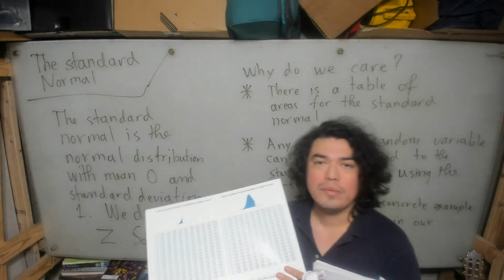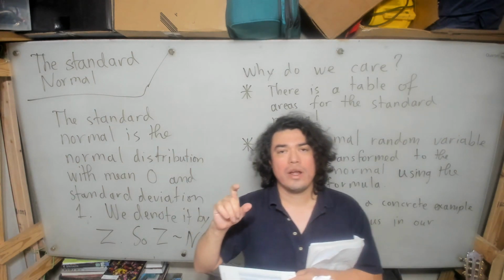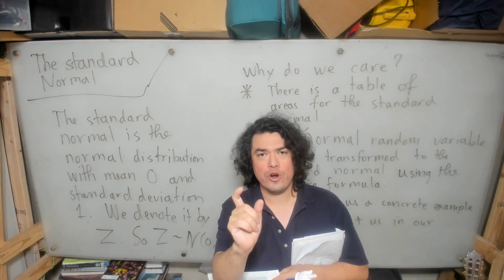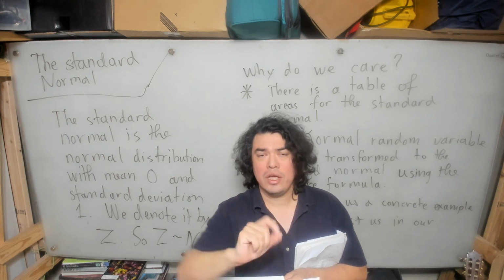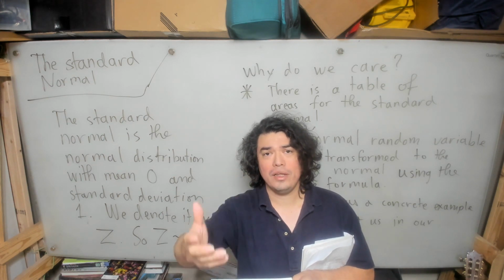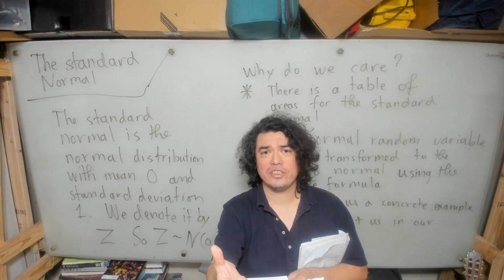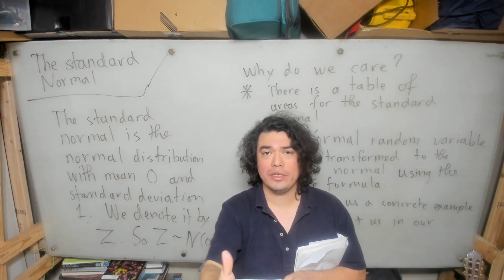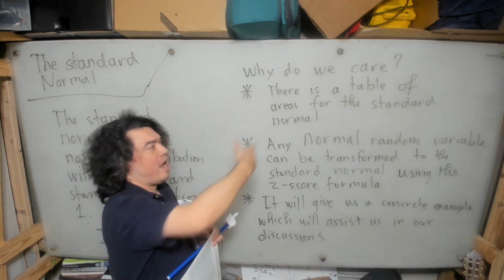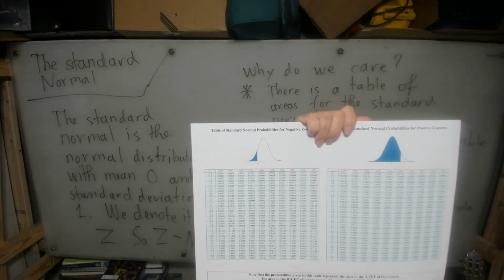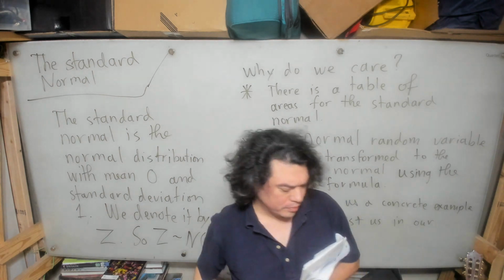calculate probabilities. Because as you remember from our first lecture, even though we haven't calculated any probabilities yet, we know that we're going to have to calculate the areas under the curve between certain boundaries if we're going to be able to calculate the probabilities of the normal random variables. And of course, since this is statistics, one of the things that is going to be of great importance to us is calculating probabilities. Therefore, the standard normal is important because we have a table of areas for the standard normal that we can use to calculate probabilities. Okay, number one.